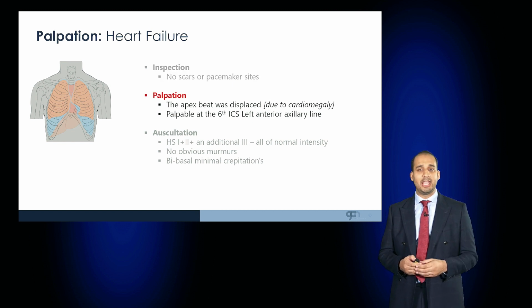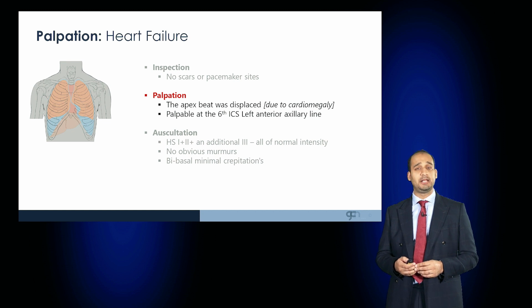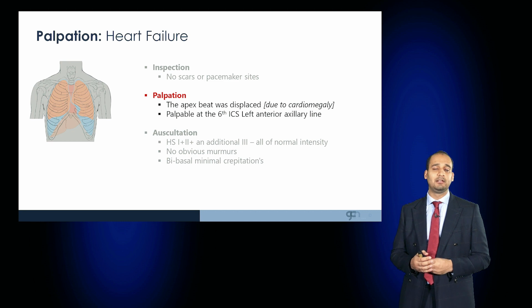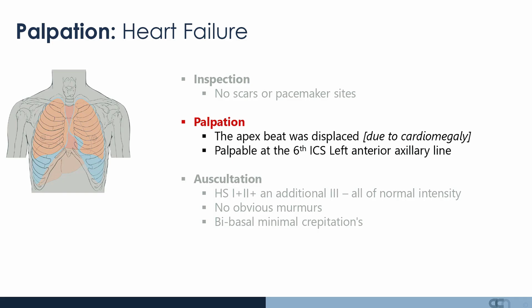When you palpate the apex beat, you would expect displacement. Usually, the apex beat is in the left midclavicular line, 5th intercostal space. But as the heart fails and the patient develops cardiomegaly as a response to the failure, the apex beat displaces into the left anterior axillary line and can be palpated around the 6th intercostal space.